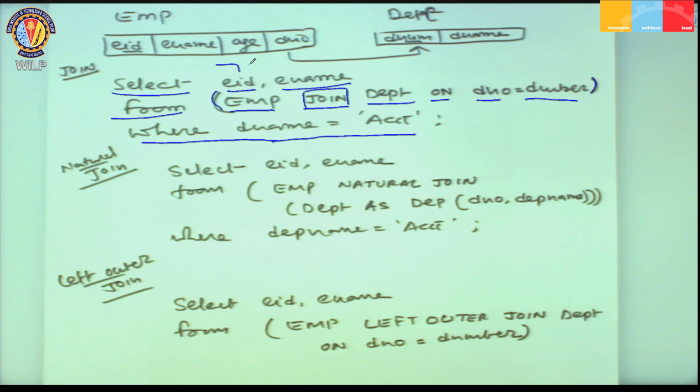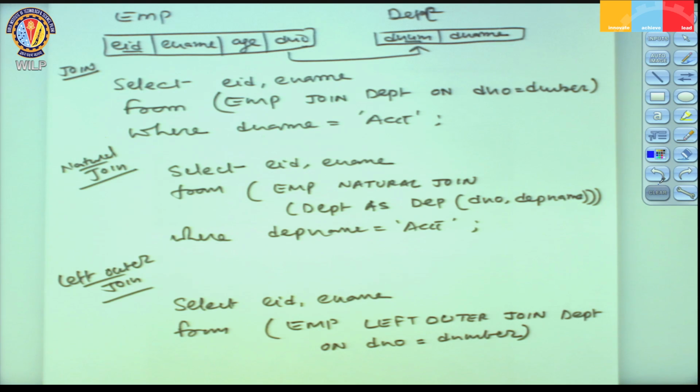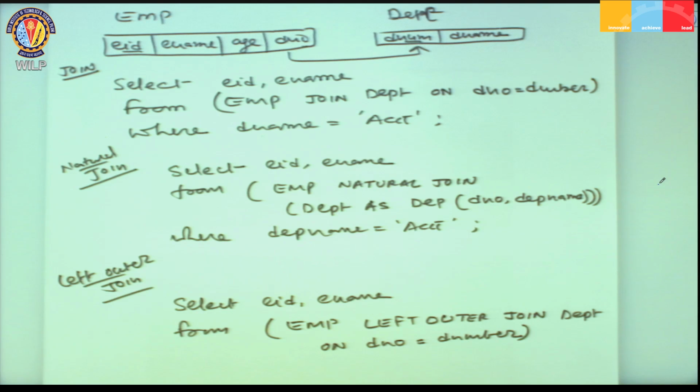The first example is for a simple join operation. I can also perform a natural join, but the only requirement for performing a natural join is that the attribute names should be the same; only then can I perform the natural join. Now of course I am going to join these two tables based on DNO and DNUM, but unfortunately in this case the attribute names are different. Now what should I do?